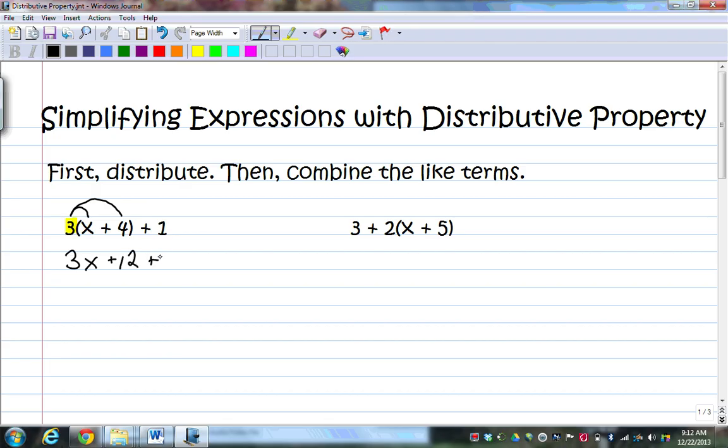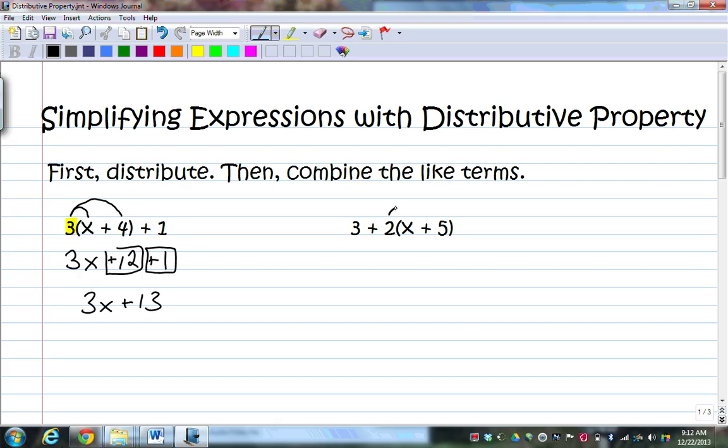And then this plus 1 is on the end. Now my like terms, I have this plus 12, and I have this plus 1, 3x plus 13. Alright, on to the next one.